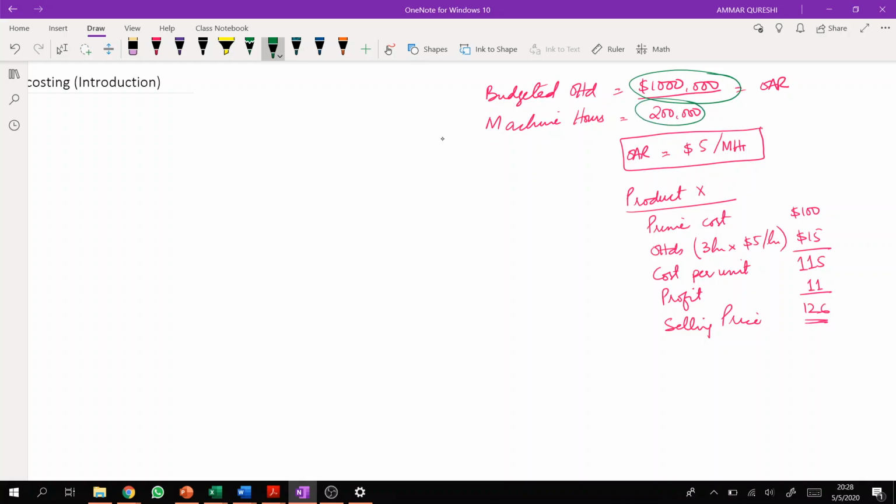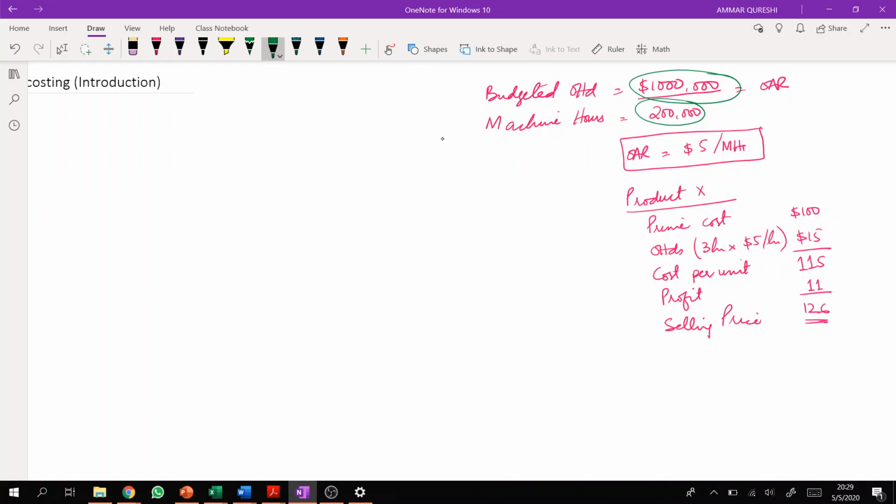So what we are believing is that this whole 1 million is related to 200,000 machine hours, which means that if you increase machine hours, overheads will increase. If you decrease machine hours, overheads will decrease, right? And somehow overheads are directly connected with the machine hours, which probably may not be the case. For example, there are certain overheads which have nothing to do with the machine hours, right?